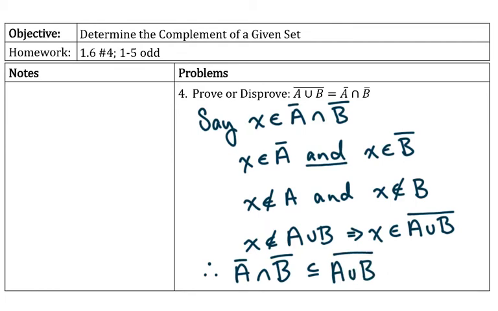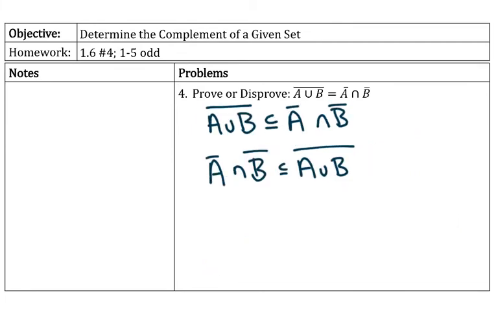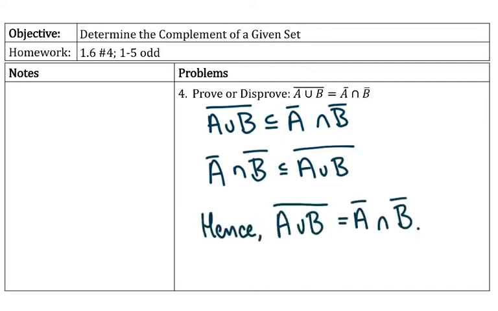Now our conclusion, since these two are subsets of each other, is that they must be equal. And at the end of our proof we can write QED or just the little black box.